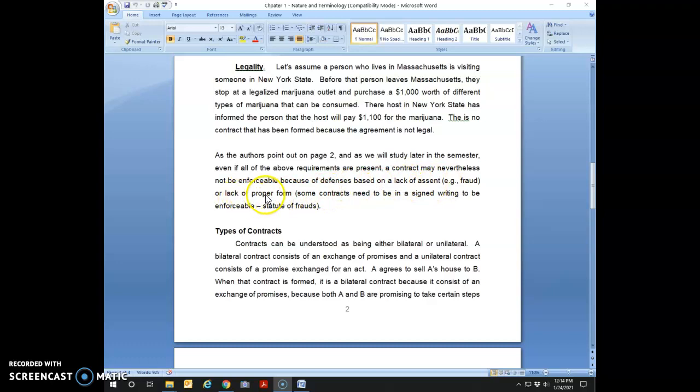Also, some contracts need a proper form, which is to say they need to be in a signed writing to be enforceable, and that comes under the statute of frauds. Just by way of example, if you wanted to purchase a house in Buffalo, before the agreement could be enforceable, you as purchaser and the person selling the house, the seller, would have to have a written contract that both of you sign.